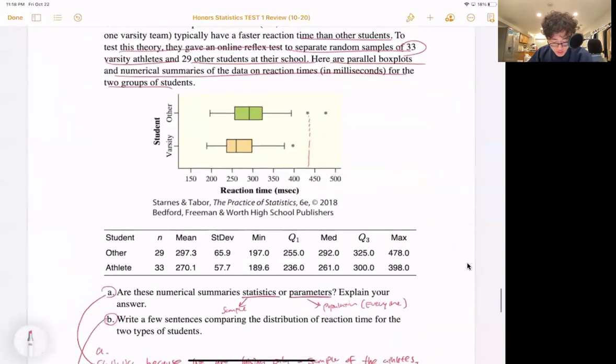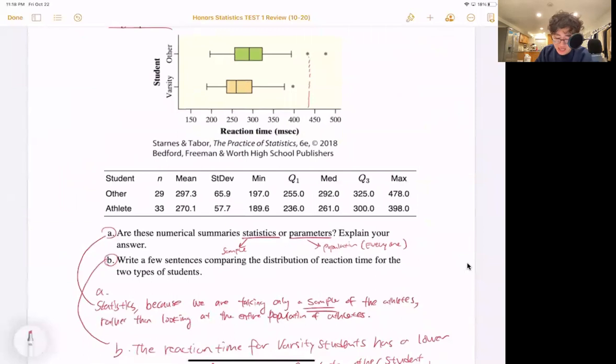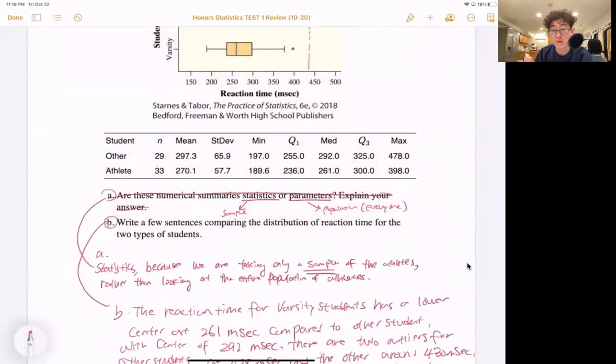All right, so the next question is part A. This is not something that I wanted you to answer, but I still gave it to you just in case. If you don't get part A, it's completely fine. I'm not going to give you a question like that on the test. This is a statistic because we are taking only a sample of the athletes, not everybody. A population gives you a parameter. A sample gives you statistics. That's what I told you guys right here.